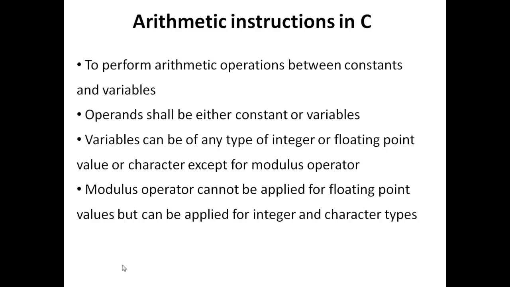To perform arithmetic operations between constants and variables, operands shall be either constants or variables. The variables can be of any type, integer, floating point, or character, except for the modulus operator. The modulus operator cannot be applied to floating point values, but can be applied to integer and character types. Modulus is nothing but finding the remainder.